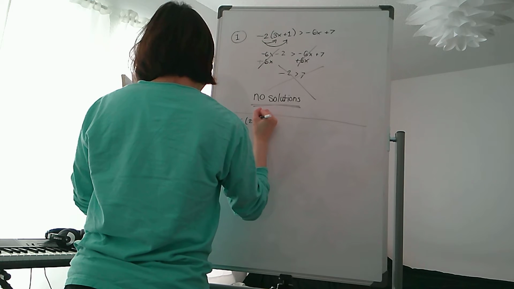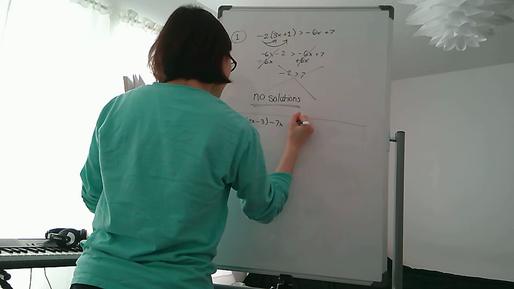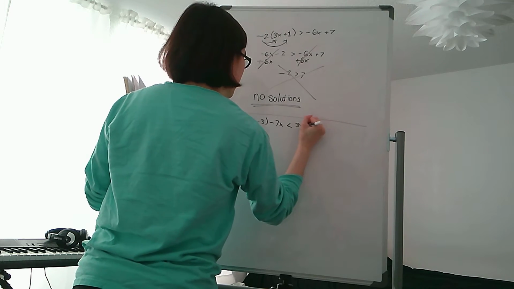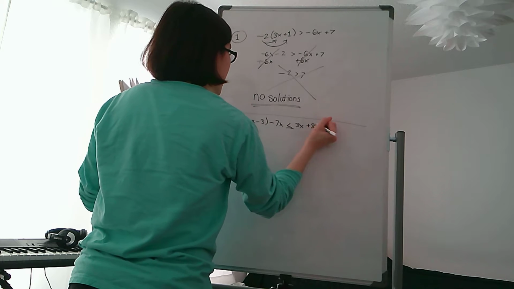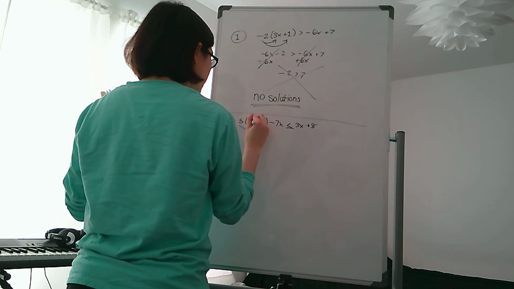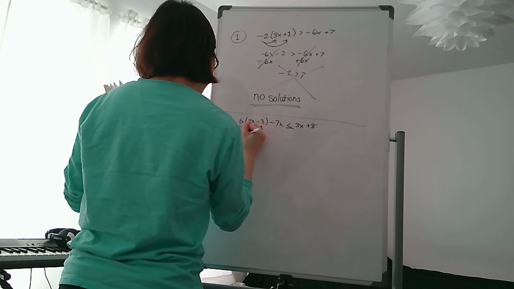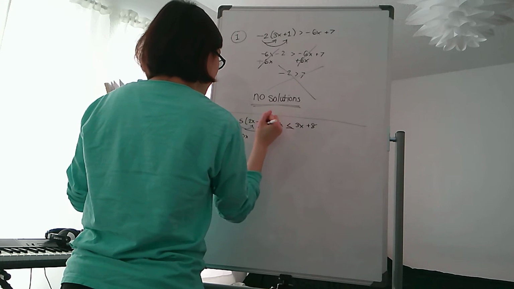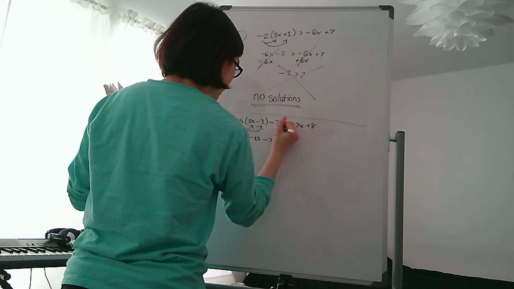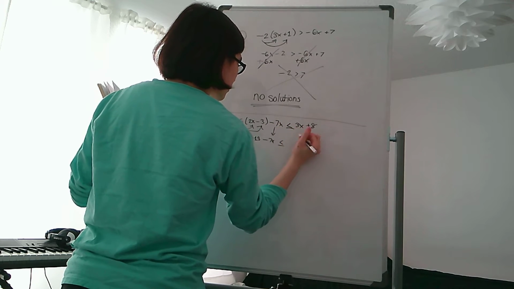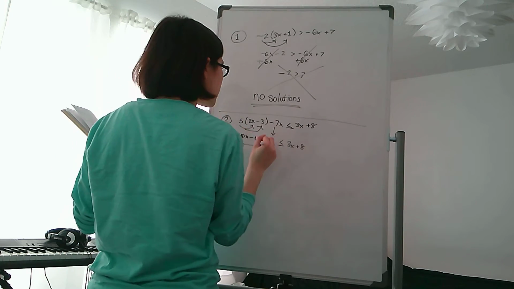5 times 2x minus 3 minus 7x is greater than or equal to 3x plus 8. Okay, so again, we're just going to multiply this out. 5 times 2x is 10x. 5 times negative 3 is a negative 15. Minus 7x, bring that down, is greater than or equal to 3x plus 8. Okay, now we're just going to combine like terms.